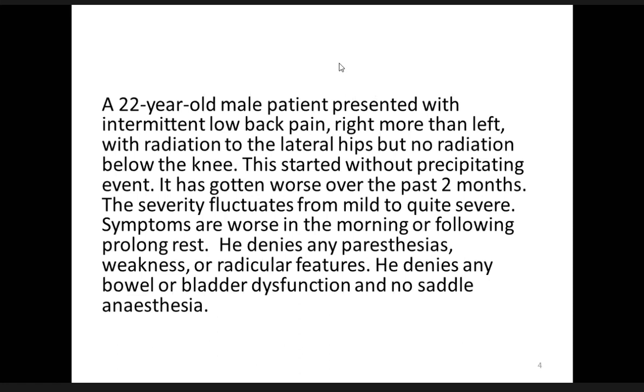Intermittent low back pain, right more than left, with radiation to the lateral hips, but no radiation below the knee, right? This pain started without any precipitating event. Things got worse over the past 2 months, and the severity fluctuates from mild to quite severe pain. Basically, the symptoms are worse in the morning or following prolonged rest. There is no history of paresthesia, weakness, or radicular features. He denies any bowel or bladder dysfunction, and there is no history of saddle anesthesia, right? So this is happening in a 22-year-old male patient, right?